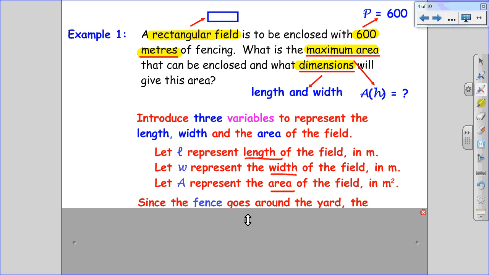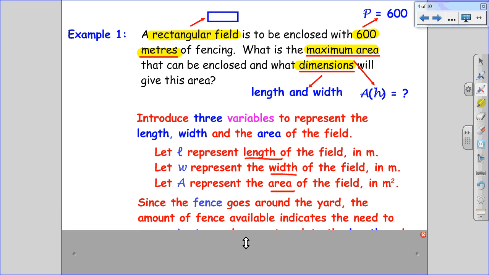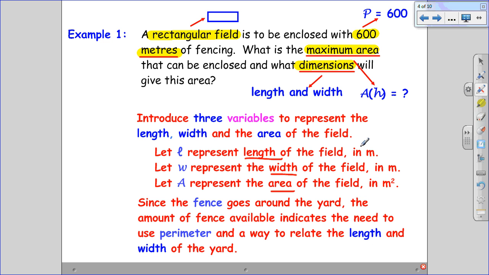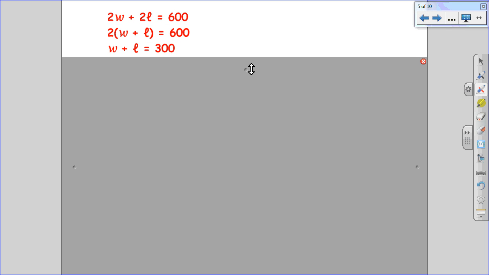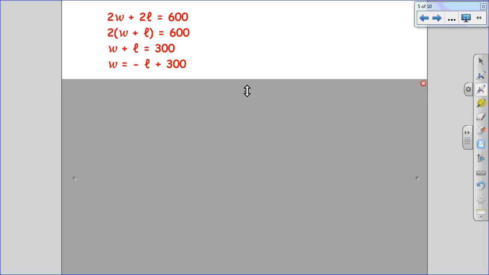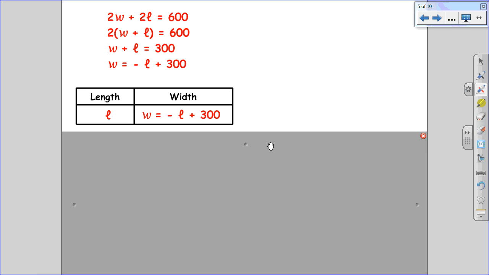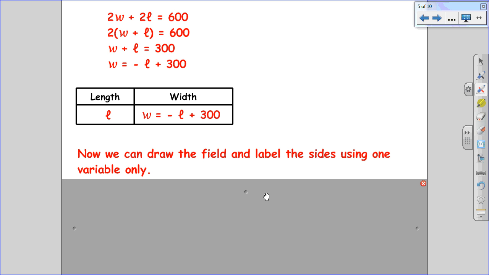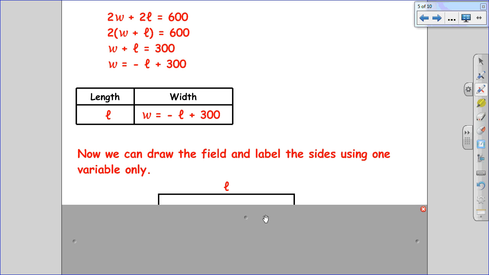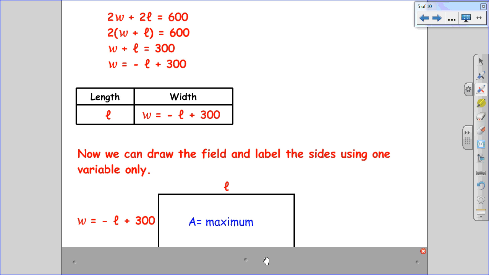Since the fence goes all the way around the yard, that's going to help us eliminate some of those variables. We can relate the length and the width using perimeter, because 2 times the width plus 2 times the length is the perimeter, or 600. We factor out the 2, divide both sides by 2, width plus length is 300, and we can isolate for width and substitute that into a nice table to keep track of our variables. Now we can draw the field and label the sides using only one variable. One side will be L, the other side will be negative L plus 300.